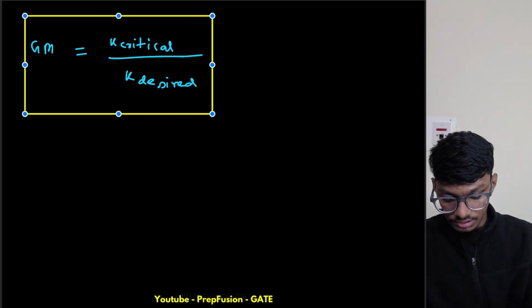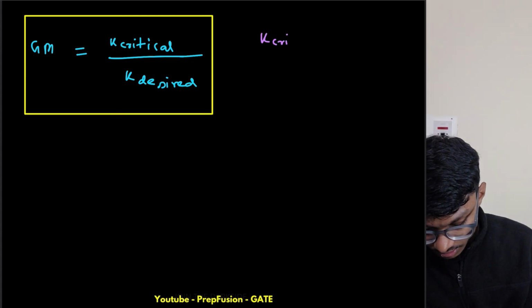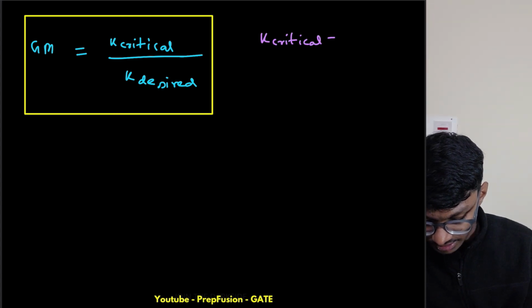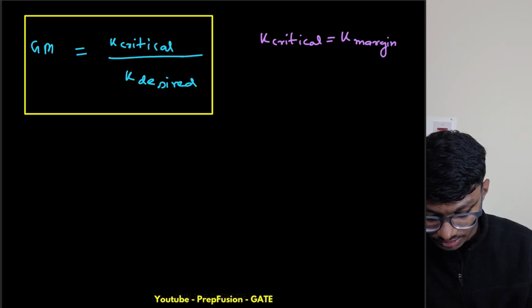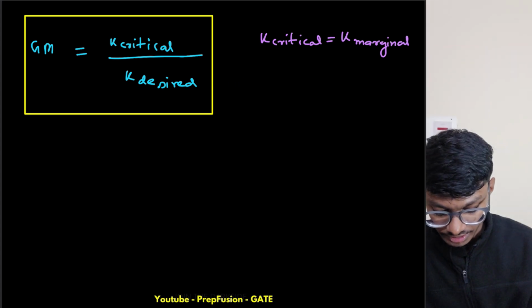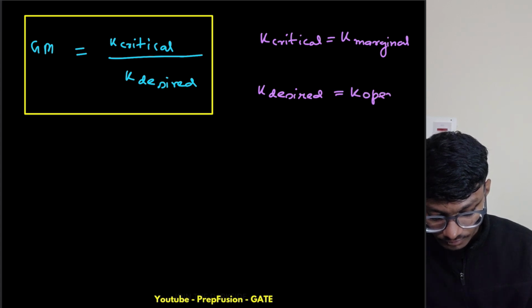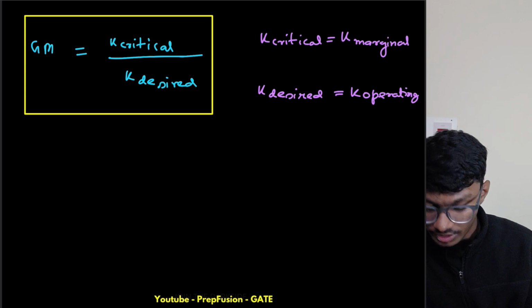So this k critical is also known as k marginal, because it's just marginally stable. These are just names, nothing else. And this k desired is known as k operating, as I mentioned earlier. So just be careful of that. This is just terminology, don't get confused by this.